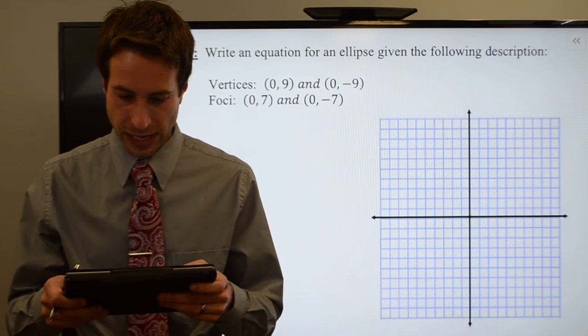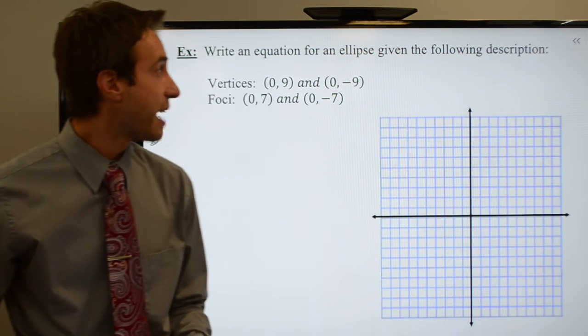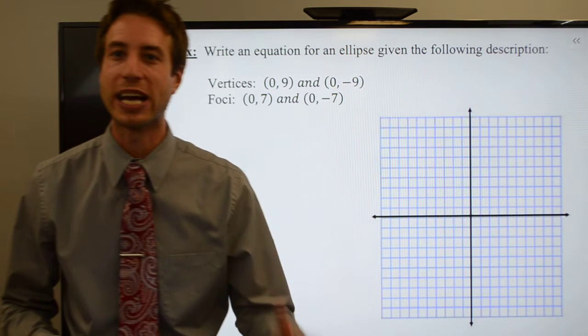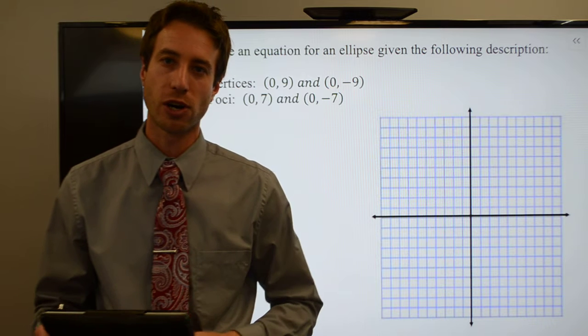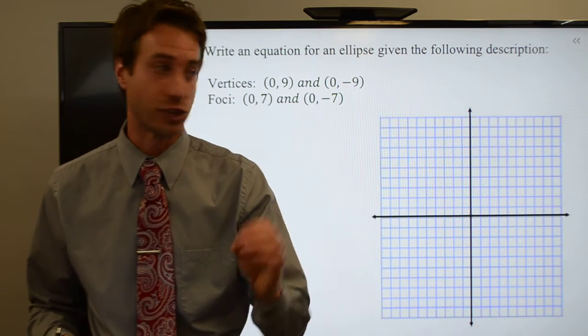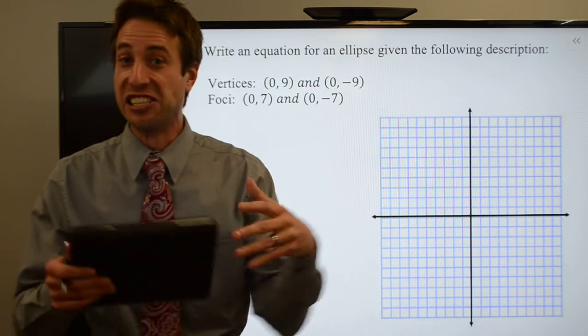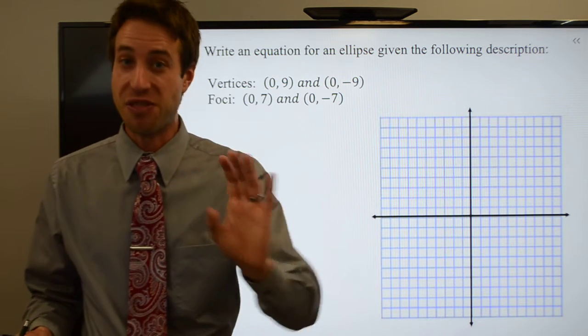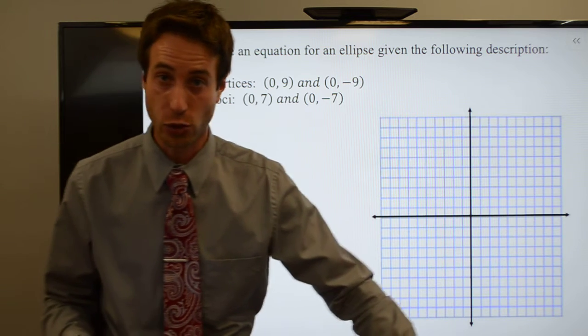All right, what I've got for you guys right here is this. I have given you some information about an ellipse, and I want you to write the equation. Here's what I would do. I will always start these ones when given some information by plotting that information. Just throw it up on a coordinate plane, see if you can get an idea of what this ellipse looks like, and then go ahead and worry about writing your equation.